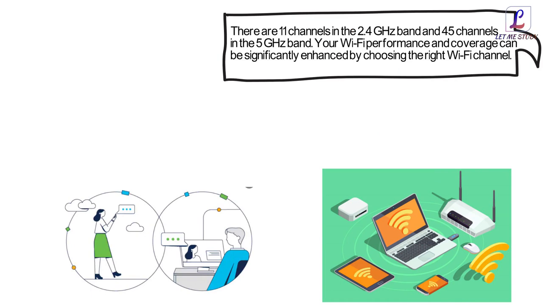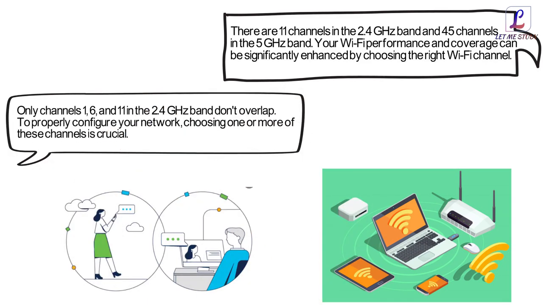Your Wi-Fi performance and coverage can be significantly enhanced by choosing the right Wi-Fi channel. Only channels 1, 6, and 11 in the 2.4 GHz band don't overlap. To properly configure your network, choosing one or more of these channels is crucial.